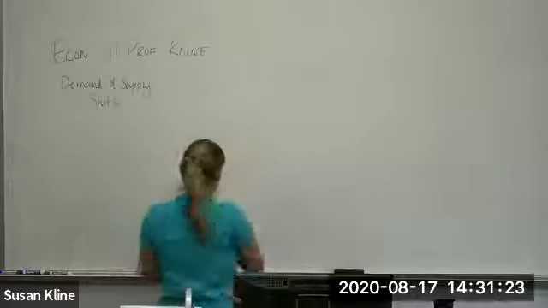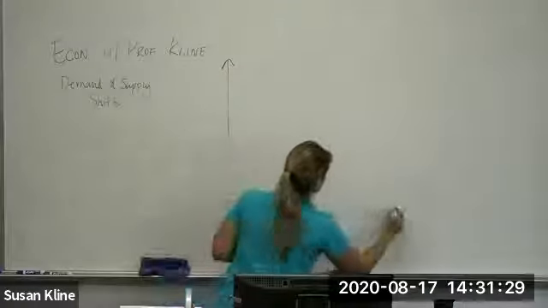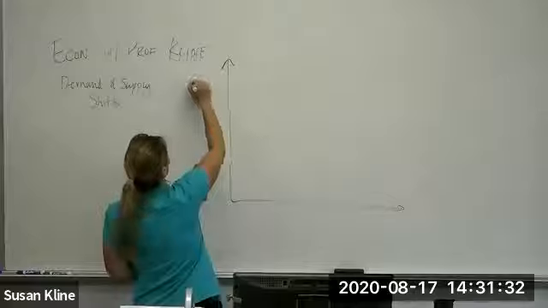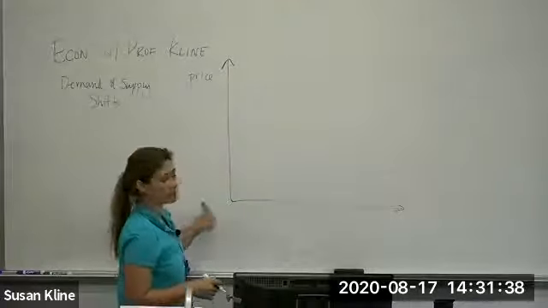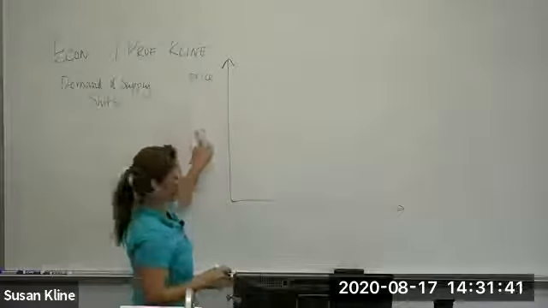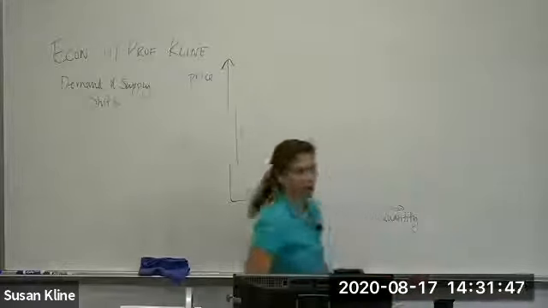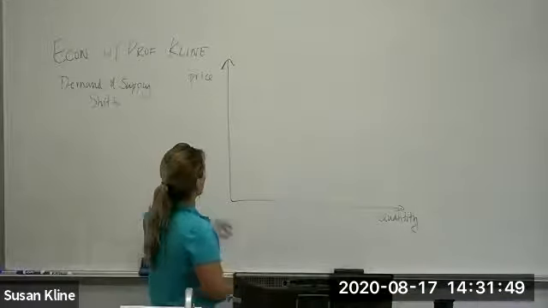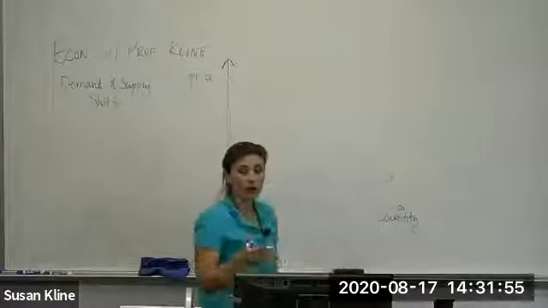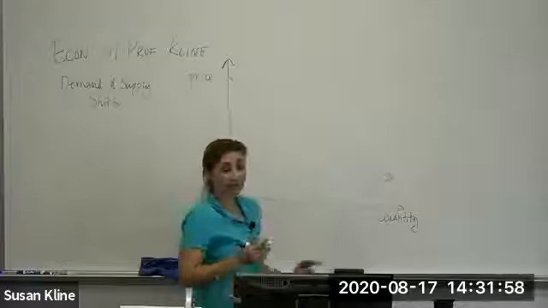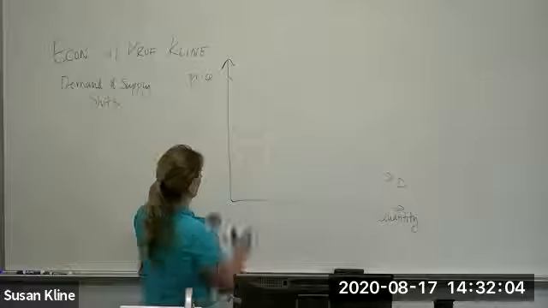And so if we just start with the basic equilibrium graph, at this point, price will always be on the vertical axis, all right? And then later on, when we get to aggregate demand, aggregate supply, it'll be price level. Quantity will always be on the horizontal axis, all right? Then we have a downward sloping demand due to the law of demand, which says that price and quantity demanded is inversely related, right? So there's a negative relationship there.